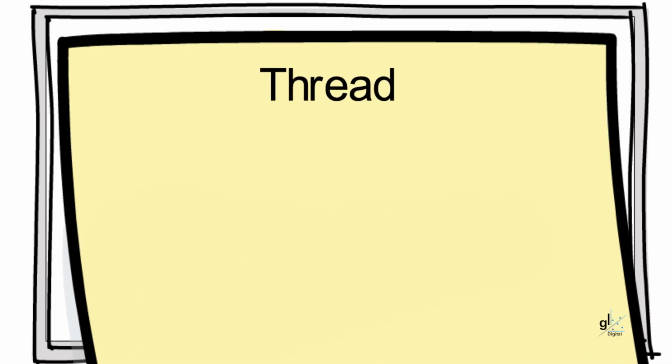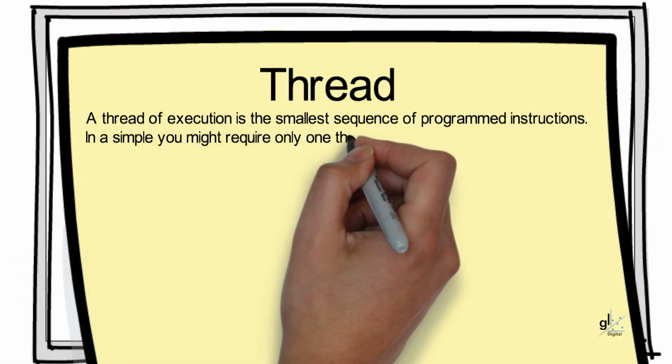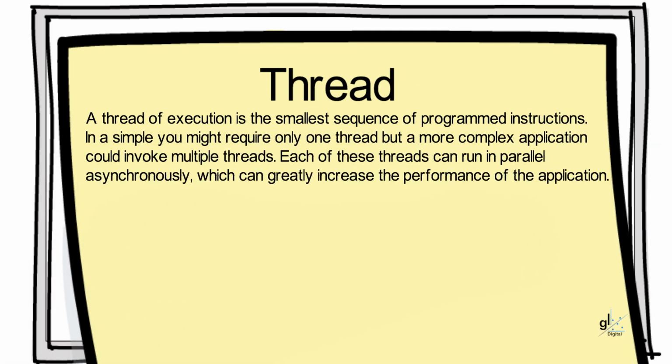Thread. A thread of execution is the smallest sequence of programmed instructions. Our employee application, for example, is a simple application that requires only one thread. A more complex application could invoke multiple threads. Each of these threads can run in parallel asynchronously, which can greatly increase the performance of the application.